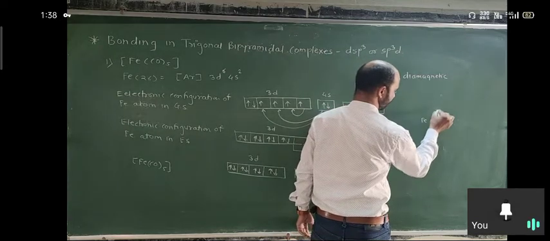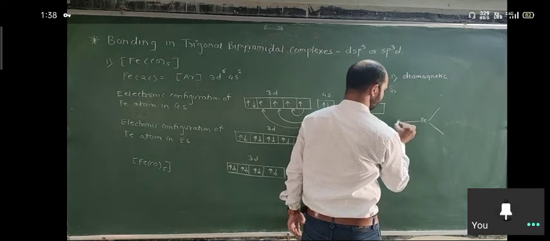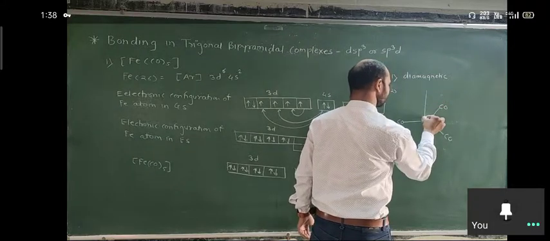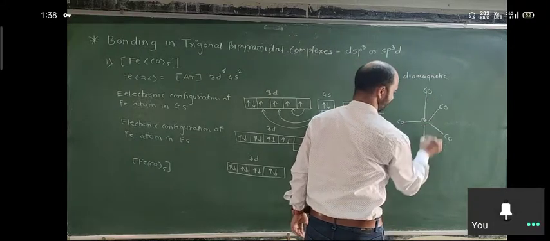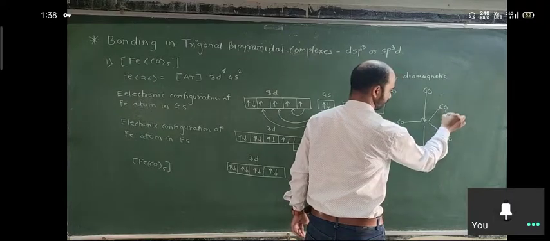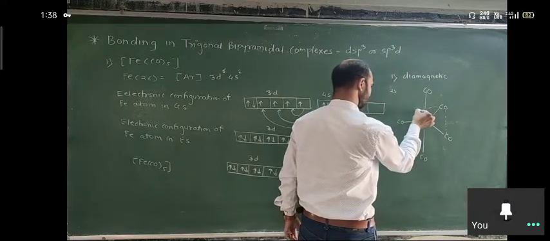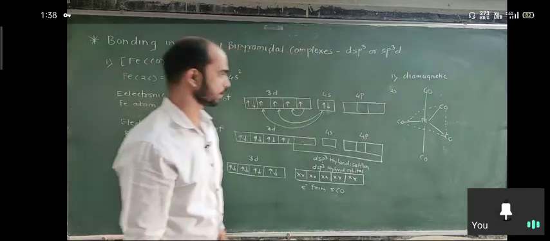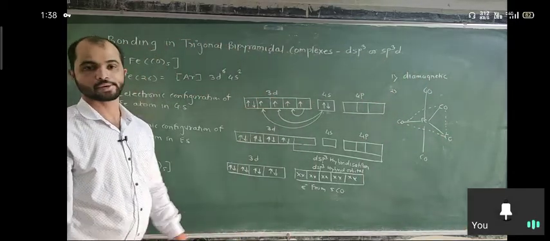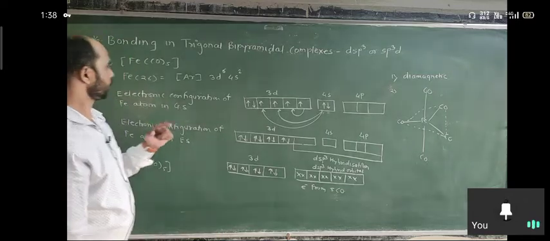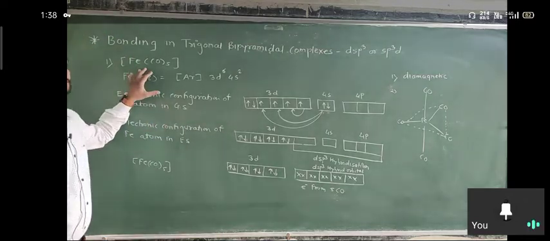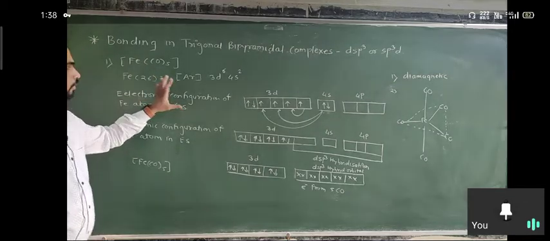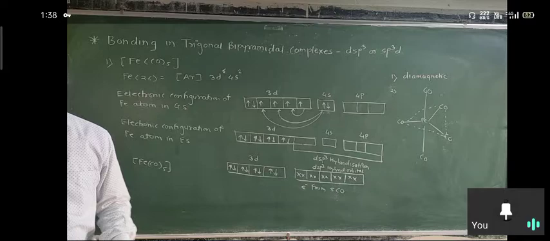So here is Fe, CO, CO, CO, CO, CO. Draw the structure every time, because the structure is very important. So this is the trigonal bipyramidal geometry of the Fe(CO)5 molecule. So this is all about the Fe(CO)5 molecule. We are going to discuss another one.